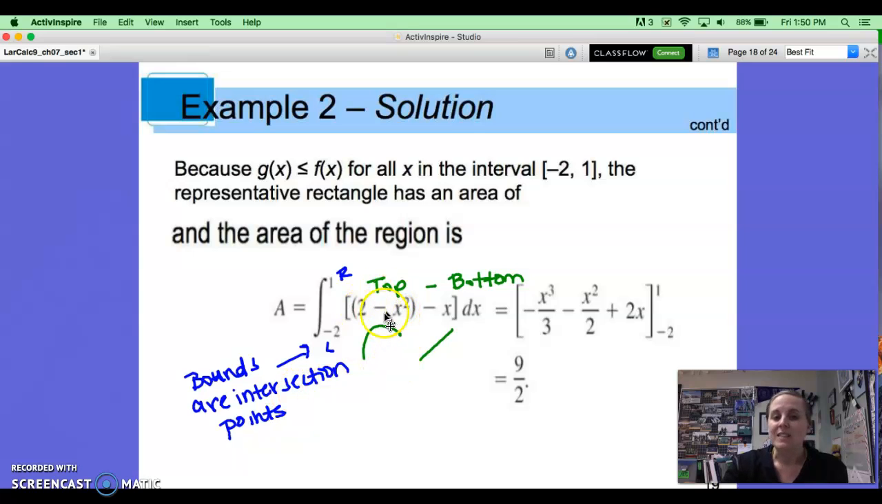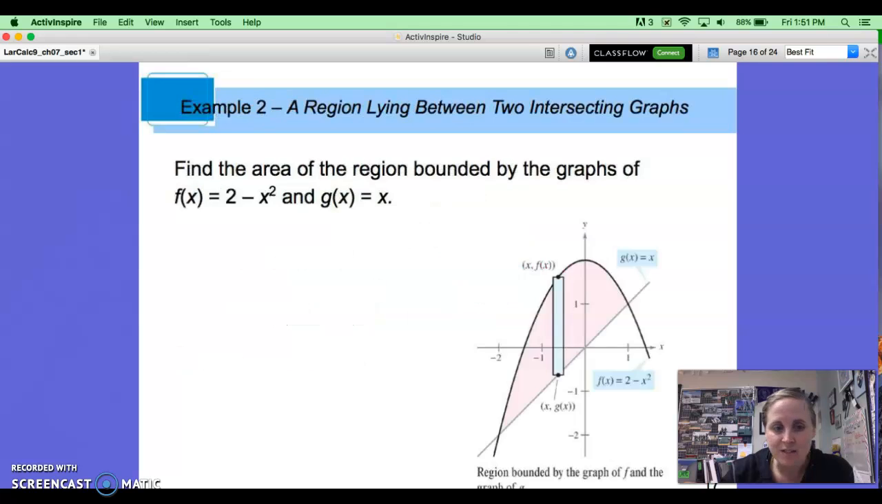So the top curve was the parabolic function, subtracting away a positive x curve. So this time we get an area of 9/2. So that 9/2 represents this area, 4.5.